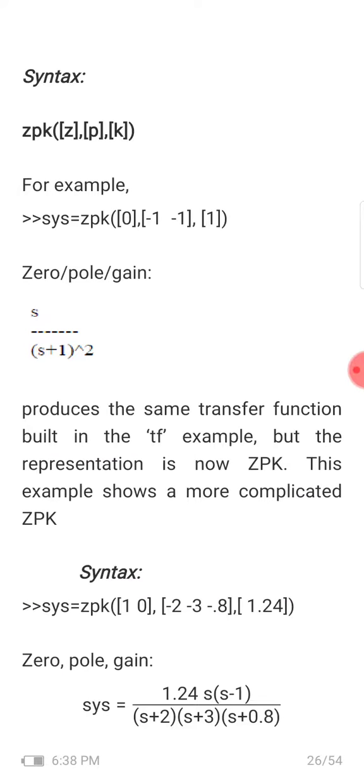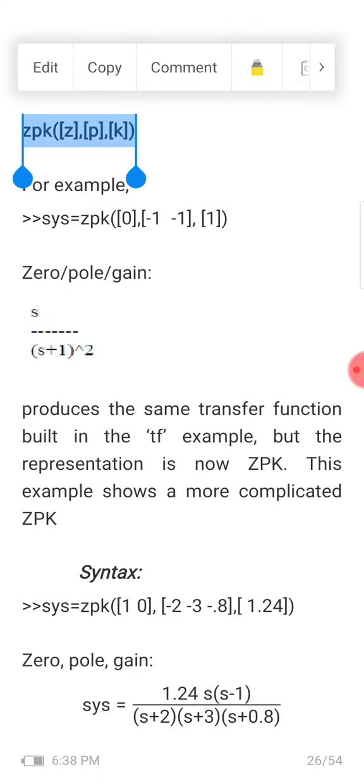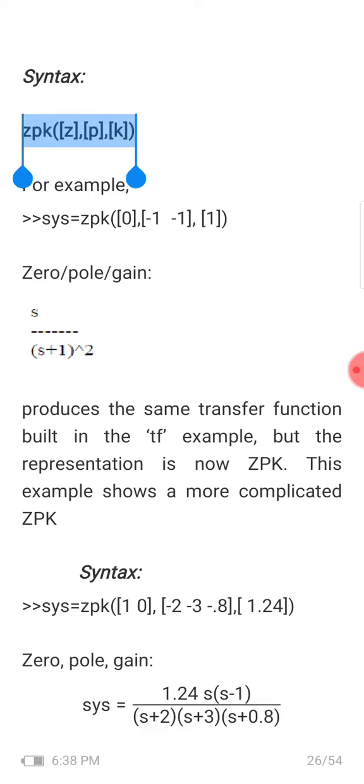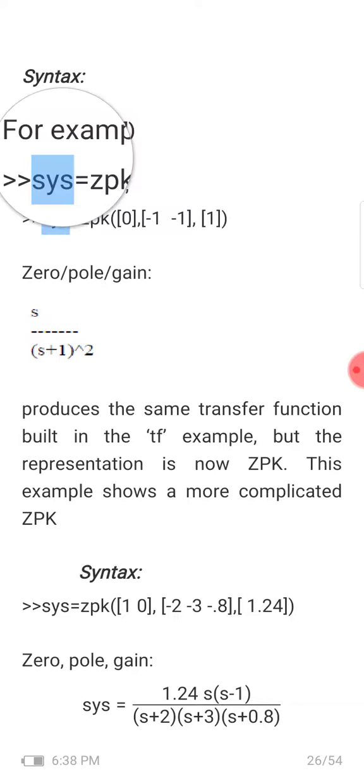Now this is the syntax of ZPK. ZPK is written for the writing of transfer function in MATLAB, and within parenthesis write the location of the zero, location of the pole and value of gain. Location of zero and pole are written in square bracket and value of gain is also written in square bracket, and all these values are written in parenthesis. So this command, I am copying this command.